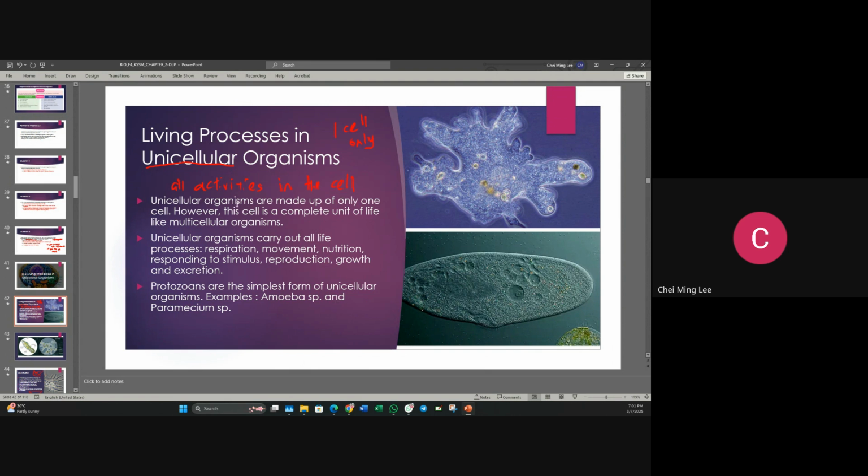Okay, so unicellular organisms are made up of only one cell. However, the cell is a complete unit of life, like a multicellular organism.